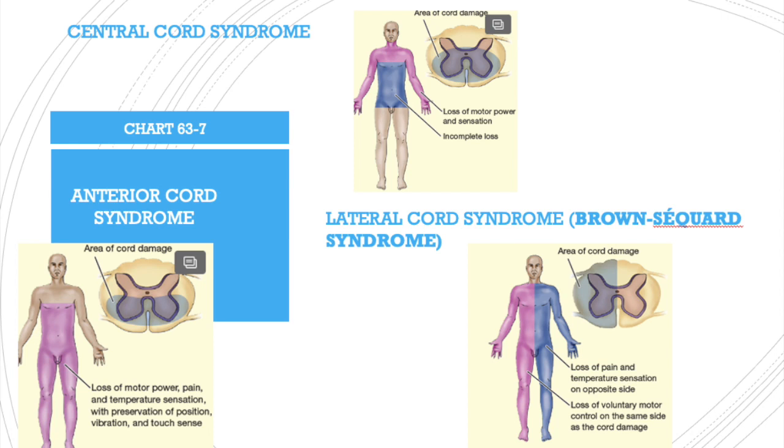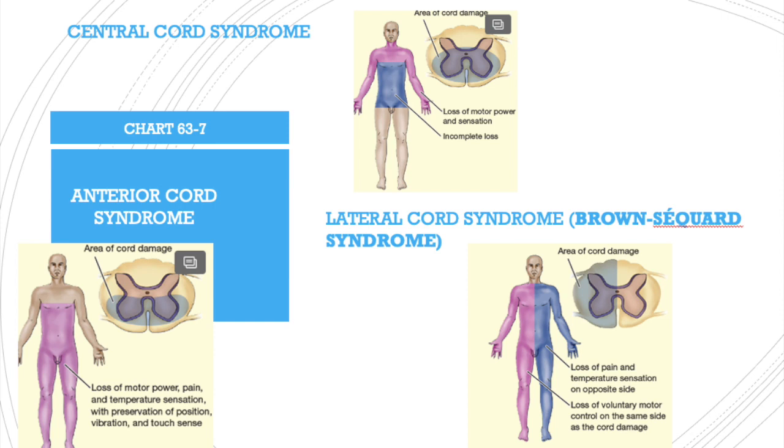There are a multitude of cord syndromes that we can experience depending on what type of injury is occurring. So if you have a central cord syndrome, you might lose motor power and sensation, the anterior side of your body. This is an incomplete loss because everything else is intact. Anterior cord syndrome is the most common. This is where we lose motor power, pain and temperature sensation, but we usually have our position, vibration, and ability to sense touch. Those are preserved.